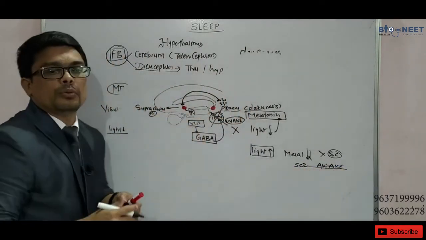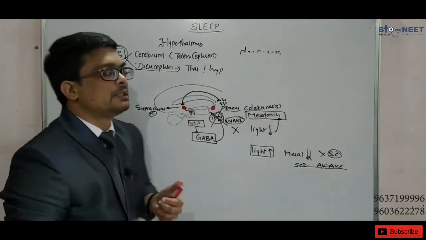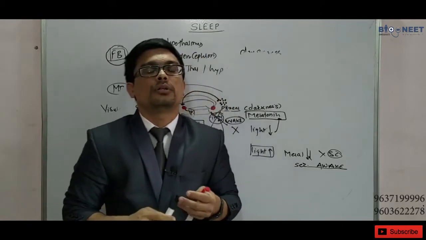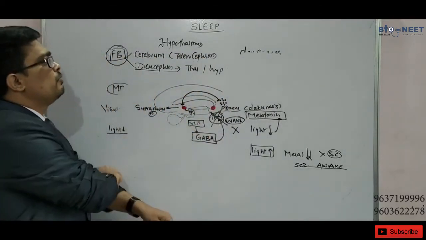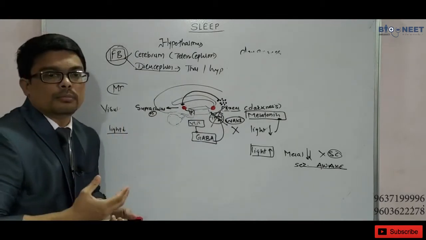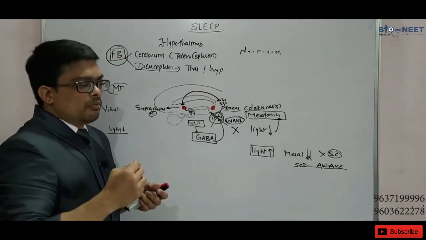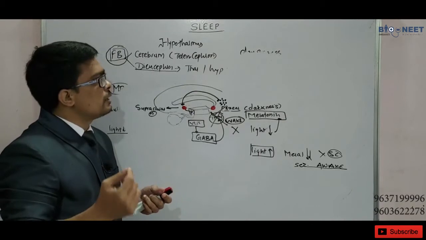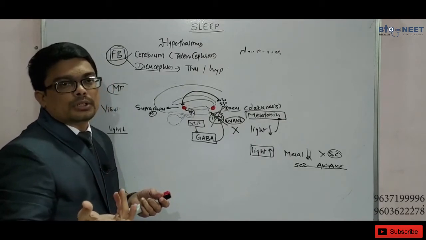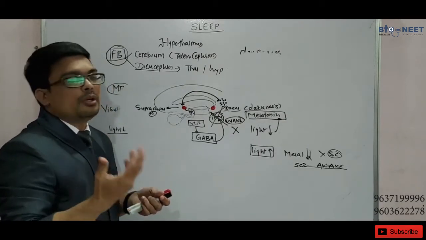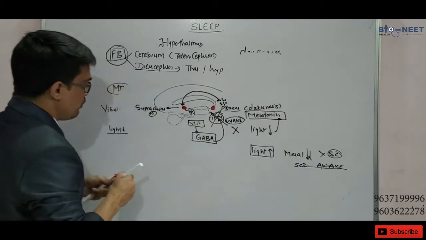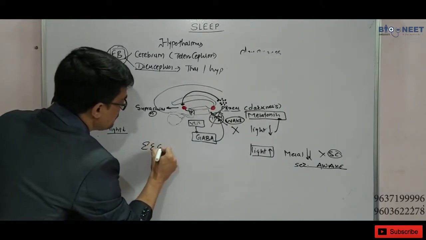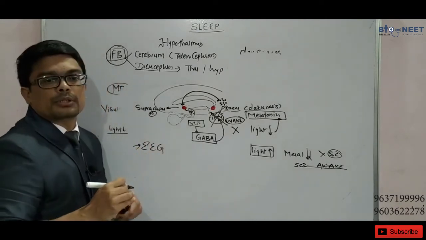This is what I want you to remember. This is how your circadian sleep-wake cycle is controlled, and this is how the normal physiology happens inside the brain. Now if you want to study this, you have to perform one investigation, the sleep wave study. You already know what that is called: electroencephalogram, EEG. It is the investigation of the study.